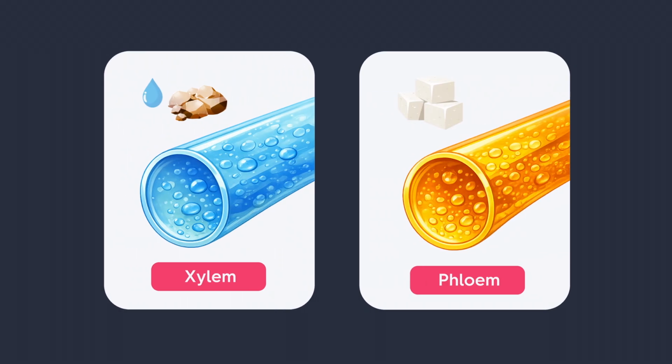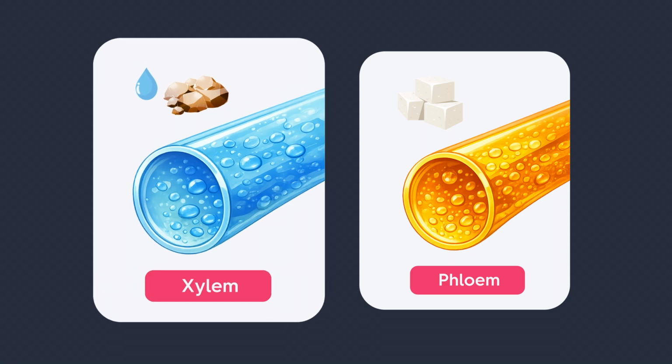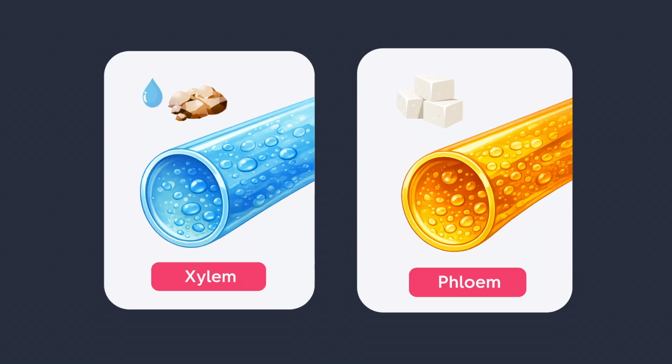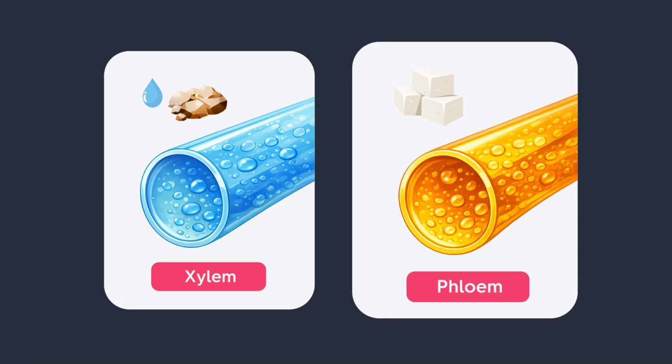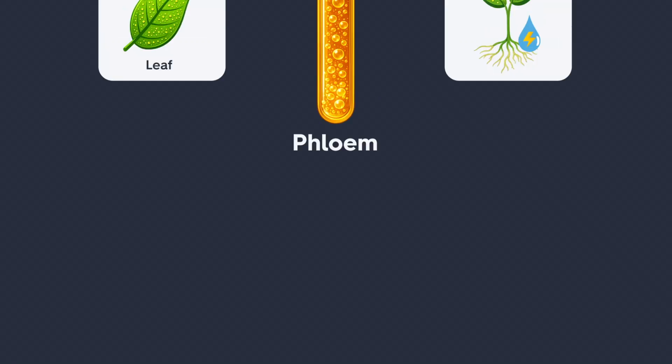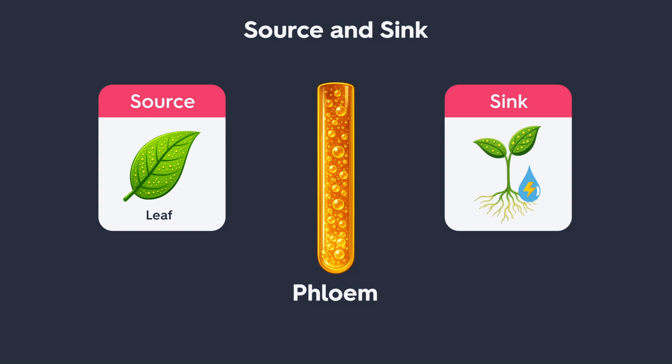Let's start with the transport system plants use. Plants have two main transport pipelines. Xylem moves water and minerals. Phloem moves sugar-rich sap, basically sugary water, to different parts of the plant. To understand how sugar moves, we first need to define direction.